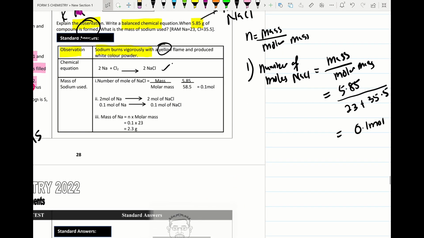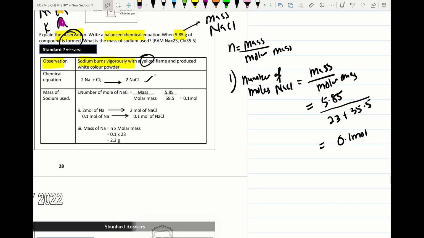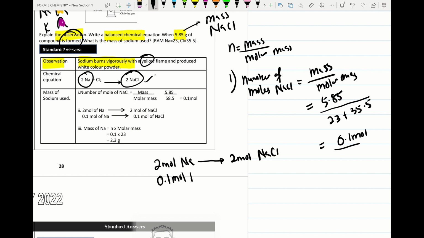All right, so now we try to compare. So we have sodium chloride, we check the equation, 2 mole of sodium chloride produced from 2 mole of sodium. All right, 2 mole of sodium produce 2 mole of sodium chloride. So we check this one, we try to find the ratio mole. 0.1 mole of sodium chloride will be produced from 0.1 mole of sodium, since these two values are the same.